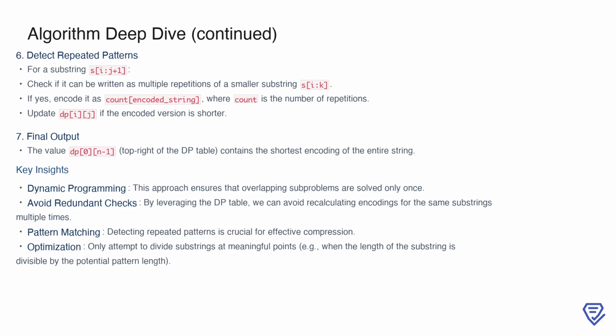The main data structure used here is the dynamic programming table dp, which is a 2D array. Each cell dp[i][j] stores the shortest encoded string for the substring s[i..j+1]. The size of this table is n by n, where n is the length of the input string. This structure enables the algorithm to efficiently store and reuse results across overlapping subproblems.